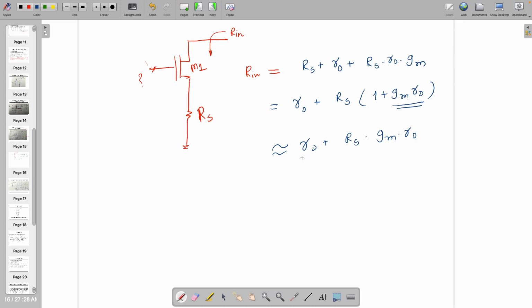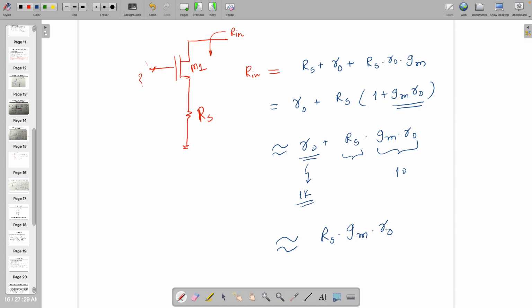Of course, RO will always be, like if this is 1 kilo ohm, this is almost like 10. Rs is, let's say, 1 kilo or anything more than 1 kilo, which is always going to be much higher than the first term. I can approximate this to Rs times Gm times RO. We can do this, right?